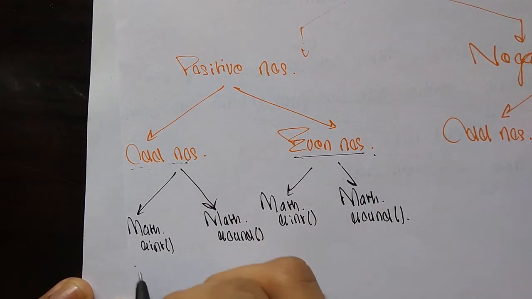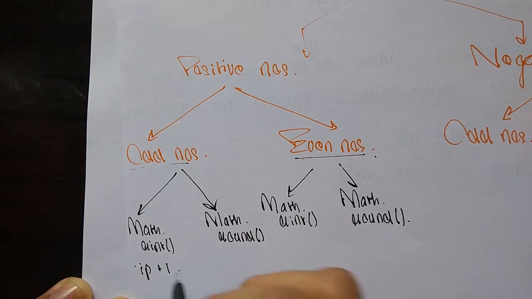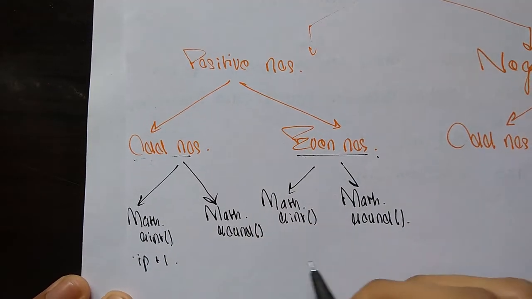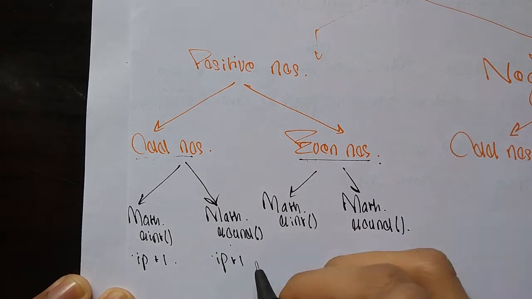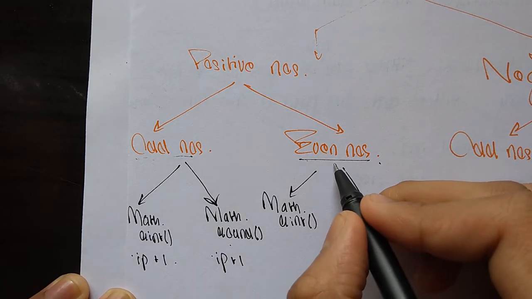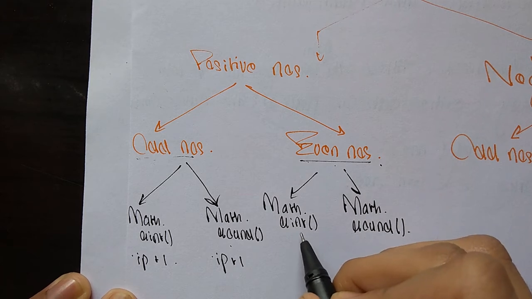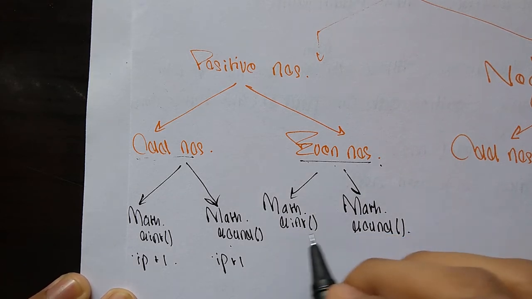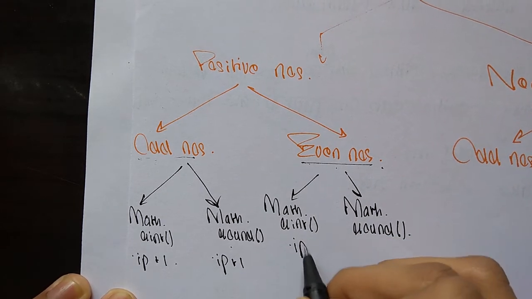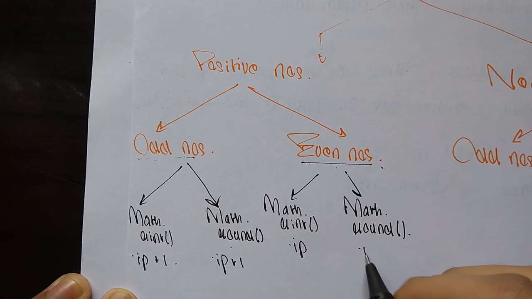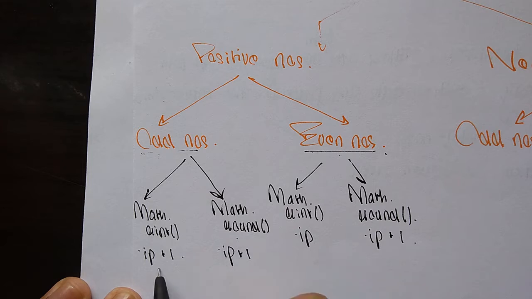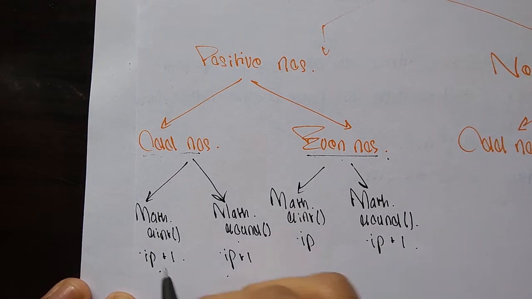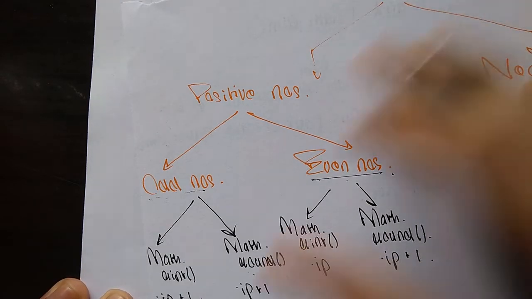Math.rint, it returns the integral part plus 1. Math.round also returns the integral part plus 1. In even numbers, Math.rint returns simply the integral part. Math.round returns the integral part plus 1. Okay, now you'll be like, what is this IP? So let me explain again with my example.